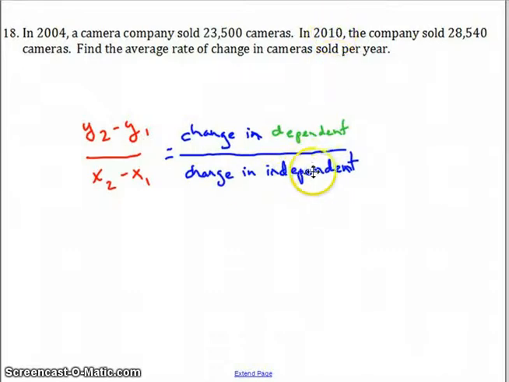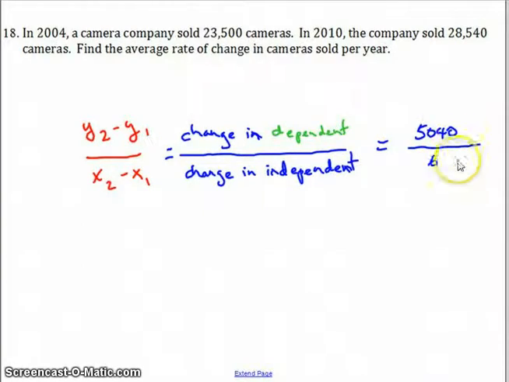Well, time is almost always the independent variable. It's not going to get moved around by the number of cameras sold. But the camera sales do depend on the year. So what's the change in the number of camera sales? It's the new amount minus the old amount. Well, with the calculator you could find out that that's 5,040. And the change in the years is 6 years.